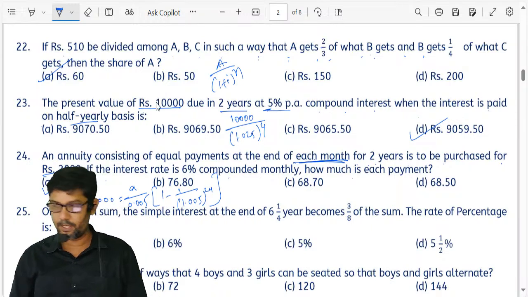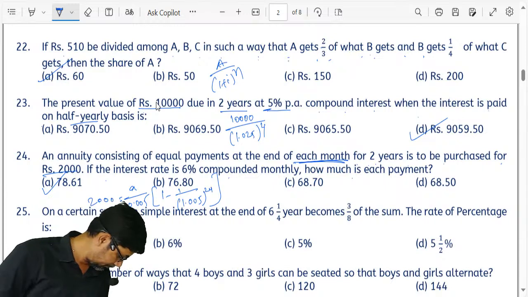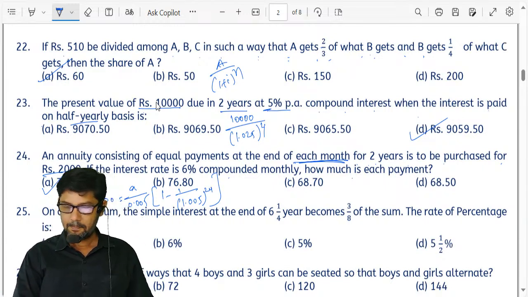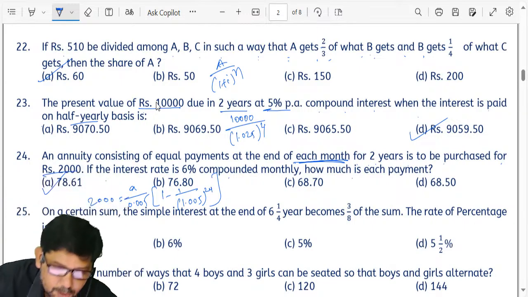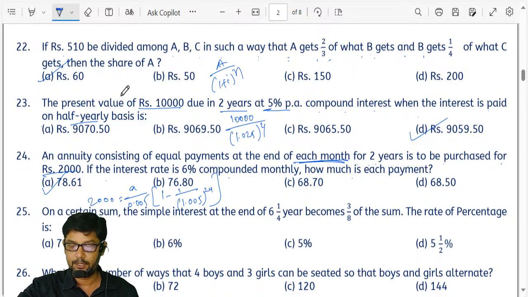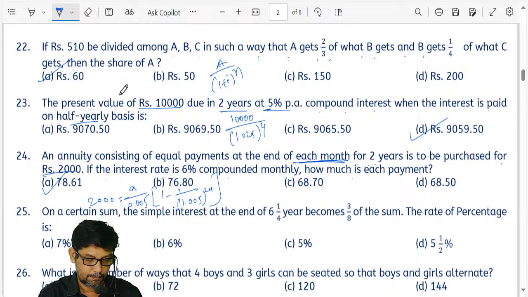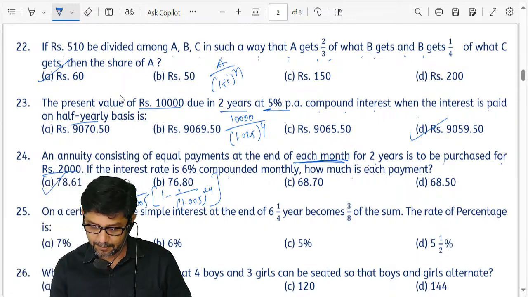MRP gave me some answer, 78.61. Is it right? Can you please check? Calculator not working? No one getting the answer? Okay, Omkar, let me check. 1.005 into equal to 23 times I have to press, divided by equal to, minus 1, divided by equal to, into 2000. I'm getting 78 something. 78.61.